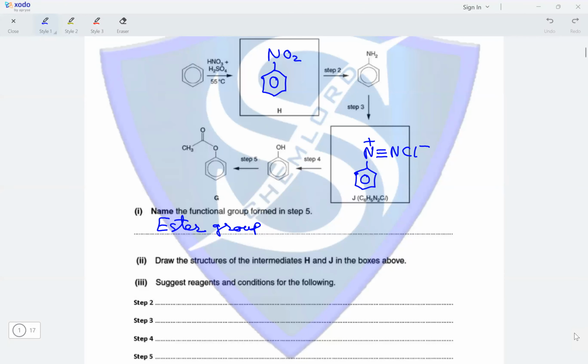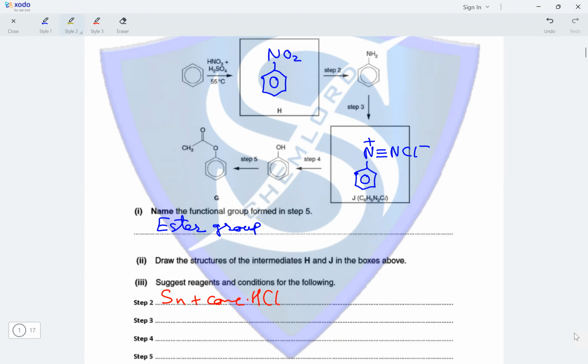Draw the structures of intermediates H and J in the boxes above. Already done. Suggest reagent conditions for the following. Step 2. Step 2 is reduction. So reduction of a nitro compound is on reaction with tin and concentrated HCl. So that would produce phenylamine.